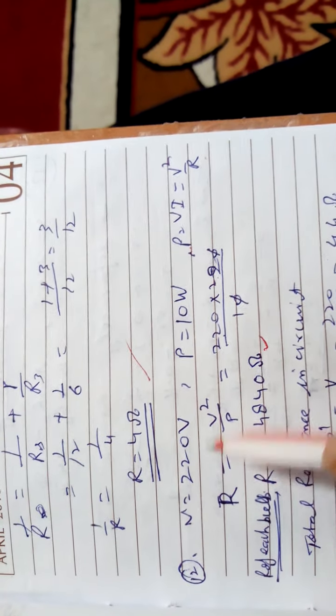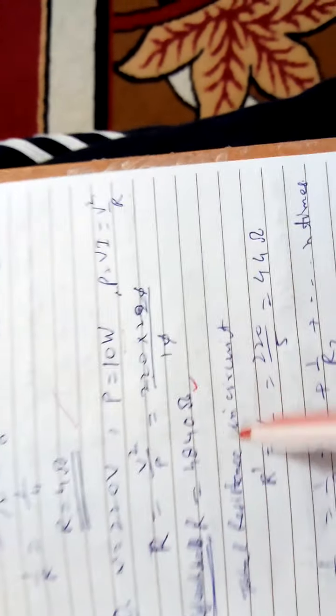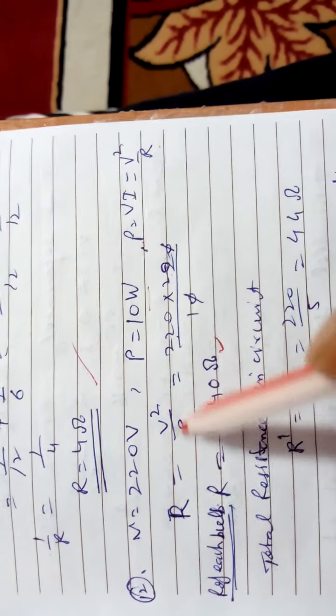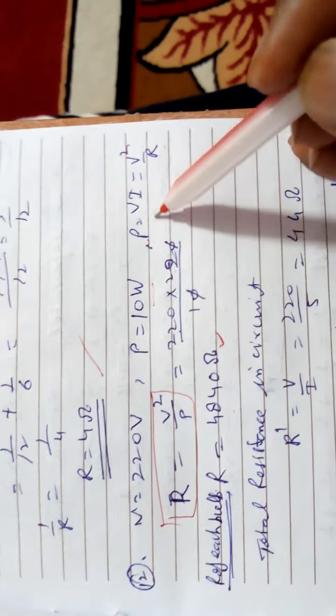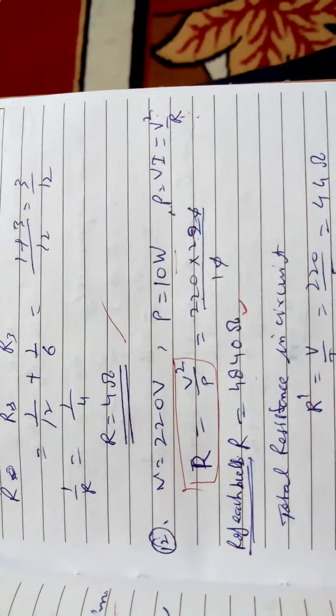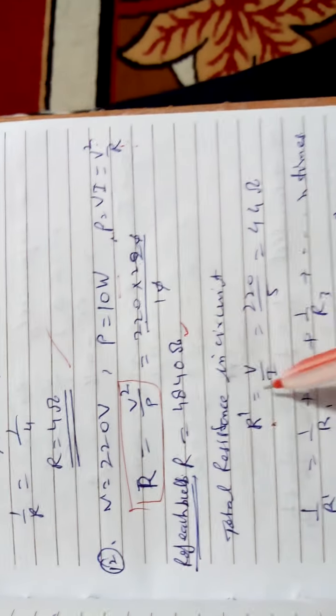For this 220 volt and 10 watt power, what is the resistance? 4840 ohm is the resistance by the formula R is equal to V square upon P, from the power formula V square upon R. Now the total resistance in the circuit is R dash equals V upon I. You want finally 5 ampere. What will be the total resistance?